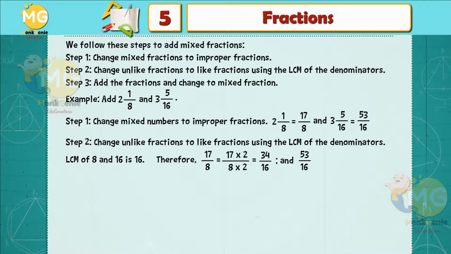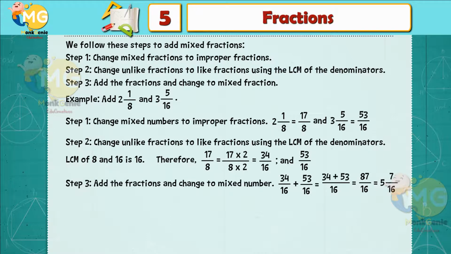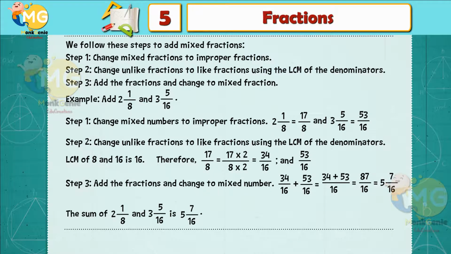Therefore, 17/8 is equal to (17 × 2)/(8 × 2), which is 34/16, and 53/16. Step 3: Add the fractions and change to a mixed number. 34/16 + 53/16 = (34 + 53)/16 = 87/16 = 5 7/16. The sum of 2 1/8 and 3 5/16 is 5 7/16.